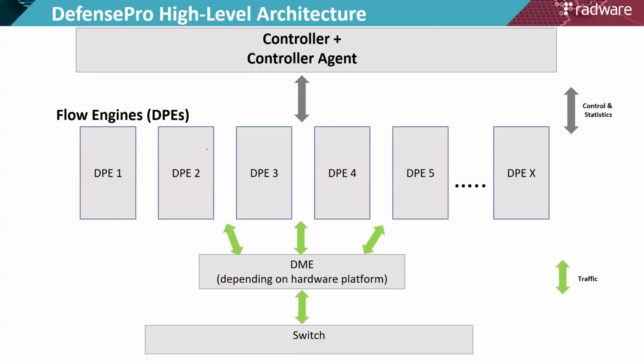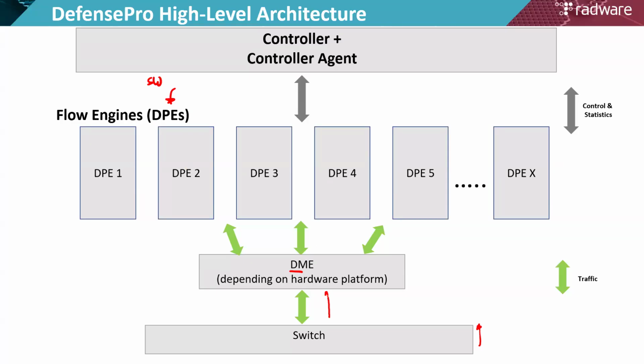Defense Pro architecture. So this is how the architecture looks. This is the incoming traffic flow. First of all, it goes via the hardware platform, which is the DOS mitigation engine, or DME. This is basically your hardware platform. And these are your flow engines, DPE, which are software based. So we have multiple DPE engines and the DME.